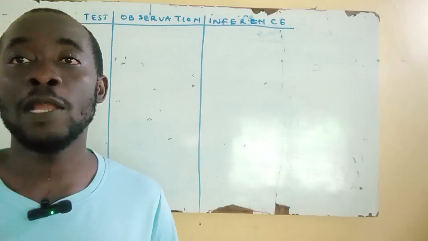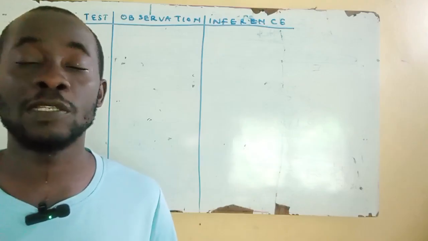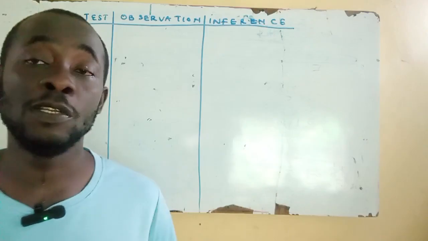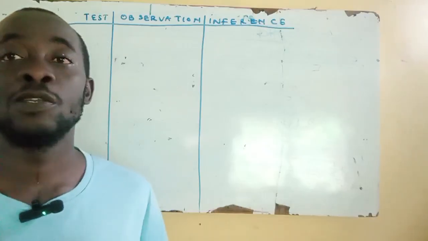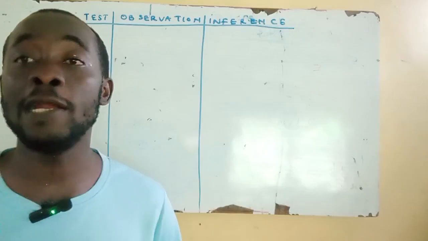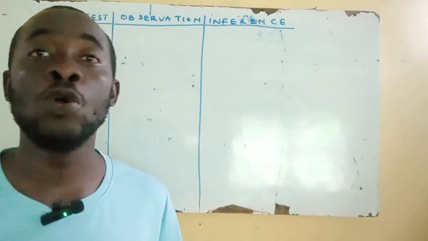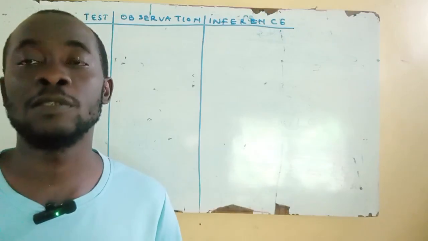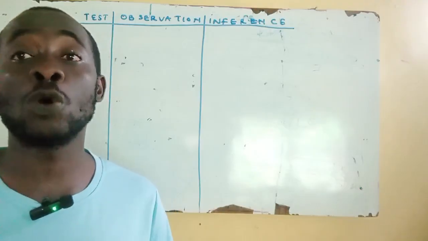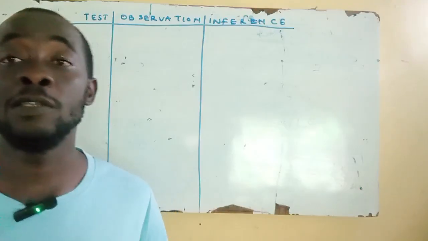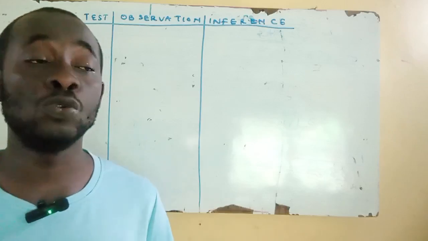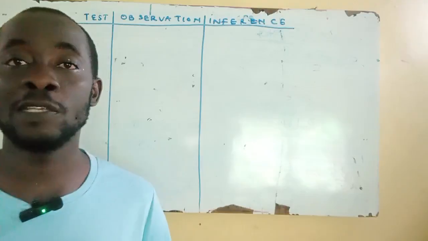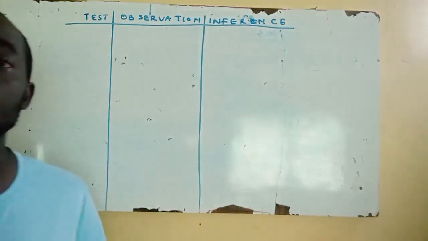So now let's quickly run through the test. They will not give you the name of the salt, but they will just give you something like a white salt. But through the tests that we carry out, we will be able to know the type of salt it is, because every salt has its own peculiarity. As we carry out a series of tests, you'll be able to know so many salts.